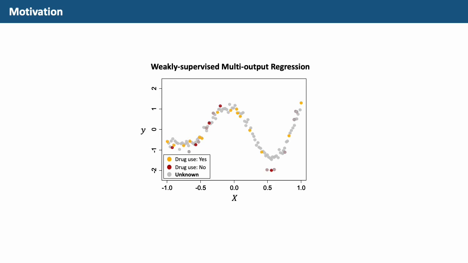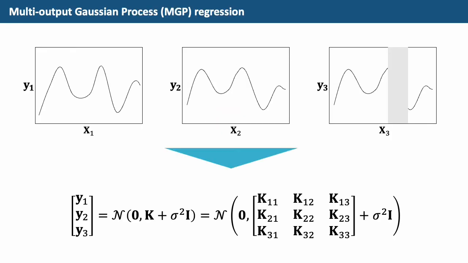Before going into our proposed model, I would like to introduce multi-output Gaussian processes, MGP, which is a critical building block of our proposed model. MGP regression is a popular method for multi-output regression due to its advantageous properties such as non-parametricity, uncertainty quantification, and elegant theoretical background. An MGP is a natural extension of the GP, which features correlation between observations.